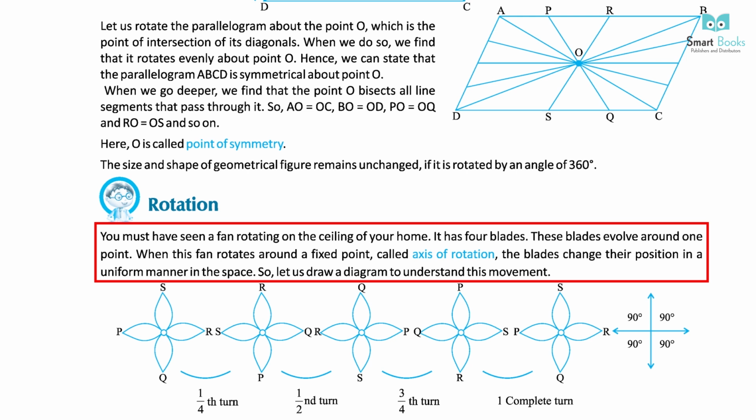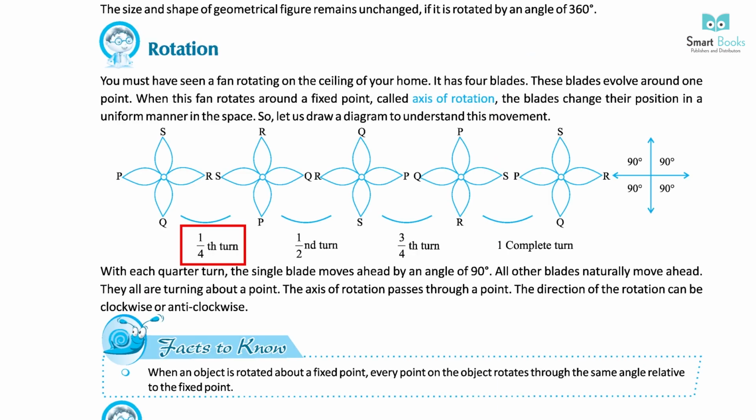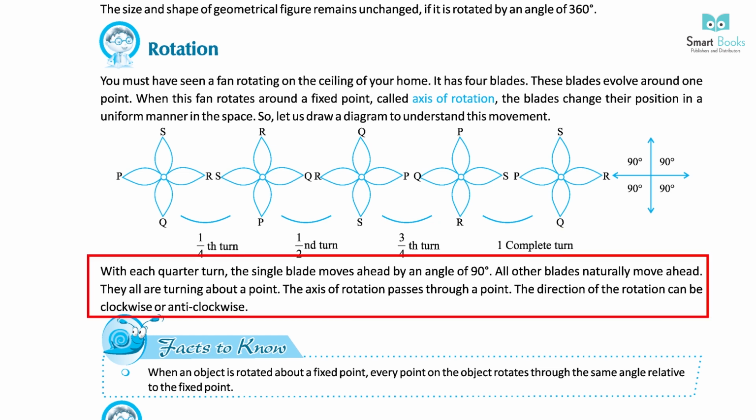So, let us draw a diagram to understand this movement. 1/4 turn, 1/2 turn, 3/4 turn, 1 complete turn. With each quarter turn, the single blade moves ahead by an angle of 90 degrees. All other blades naturally move ahead. They all are turning about a point. The axis of rotation passes through a point. The direction of the rotation can be clockwise or anti-clockwise.